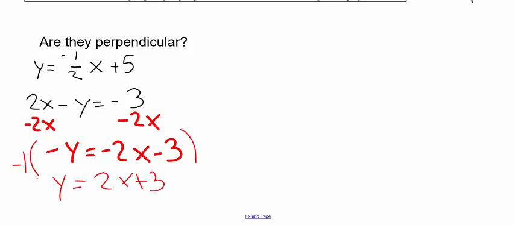So now let's look at the slopes here. We got a slope of 2 and a slope of negative 1/2. So if we flip negative 1/2 and change the sign, it is 2. So that means that these two lines are perpendicular to each other.